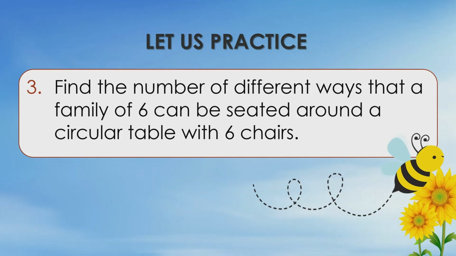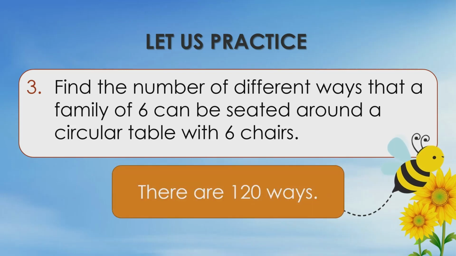Number 3. Find the number of different ways that a family of 6 can be seated around a circular table with 6 chairs. Start. Okay, kindly stop. What's your answer? If your answer is 120, then you are correct. There are 120 ways. Okay, congratulations if you got a perfect score.